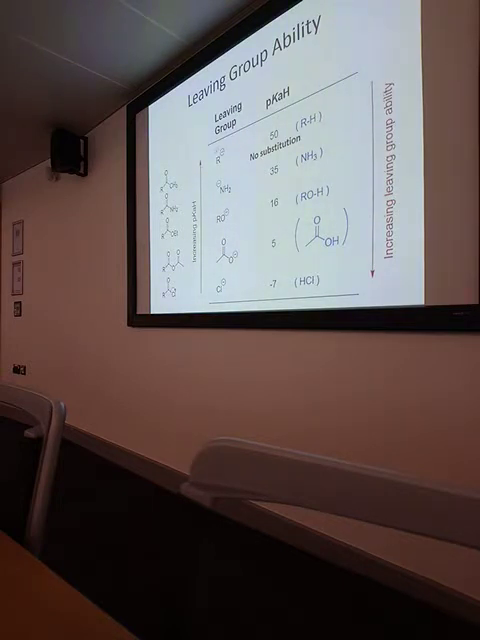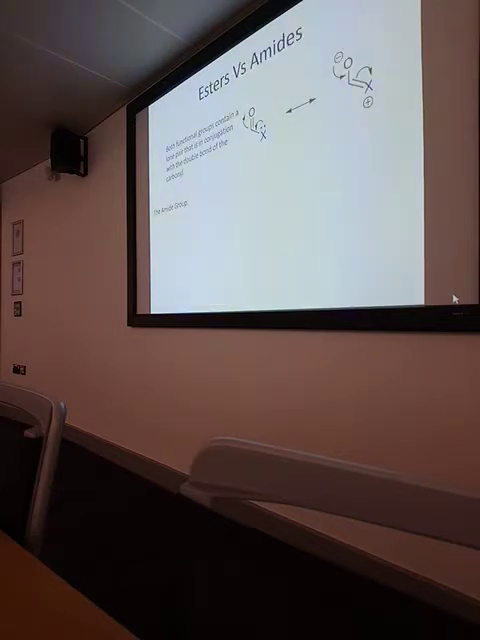So the leaving group is related to the stability of this species, and that's related to how easy it is to take away that proton. So it's related to acids and bases as well. So, esters and amides. I've already mentioned esters are easier to hydrolyse than amides.